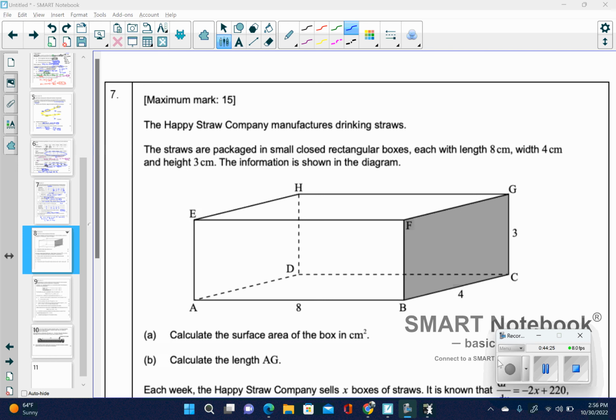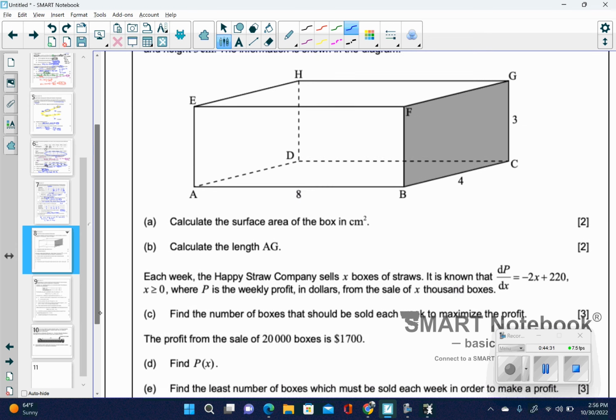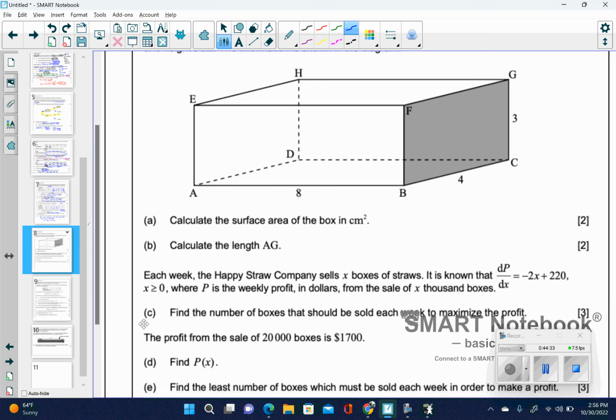All right. So for this question, number 7, at some point we are going to have to do some calculus, which is from here down. But let me show you the surface area, so at least we could earn these 2 points, plus these 2 points, plus these 3. So we can earn 7 out of 15 without doing calculus. But let's move on. So calculate the surface area of the box.